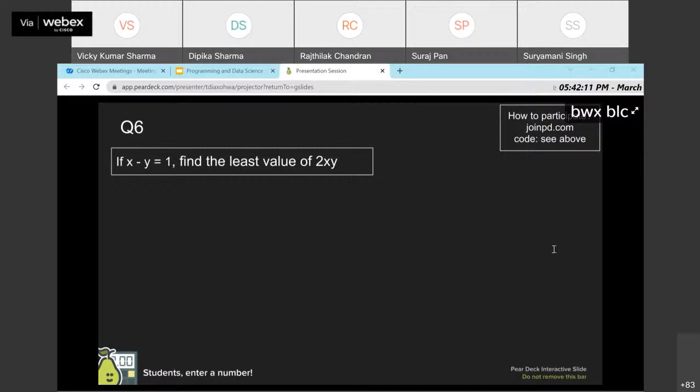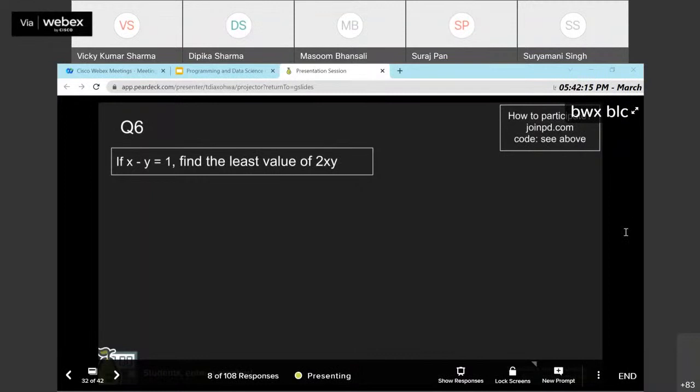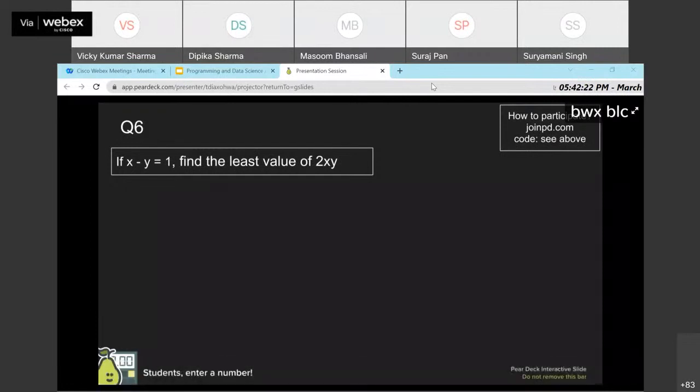Can you comment whether x and y are positive natural numbers? They can be negative as well. Can you speak louder? Yes, my voice is audible. Can you comment whether x and y are natural numbers or they can be integers, negative numbers as well? They can be negative numbers as well.